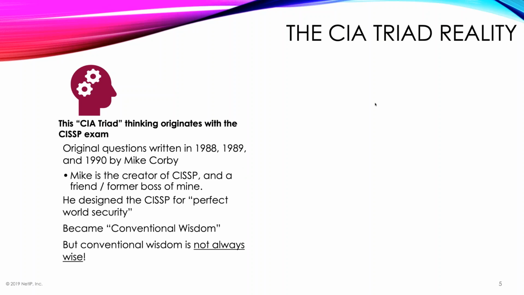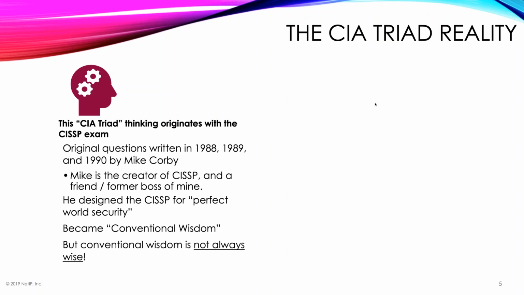The original CISSP questions were written in 1988, 1989, and 1990 by a gentleman named Mike Corby. Now, in the interest of full disclosure, Mike is a good friend of mine and my former boss. I used to work for him. But he would be the first, believe me, I'm not bashing on Mike. As I say, he's a good friend of mine, and he used to be my boss. So this is not intended in any way to bash Mike, his certification, or anything else. It's simply analyzing one small piece of it, okay?